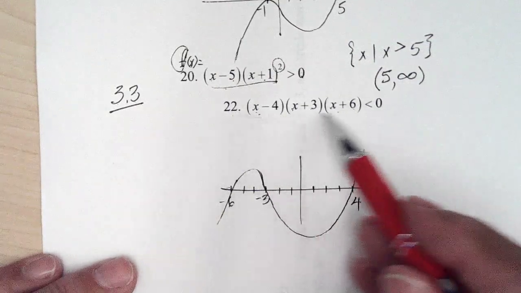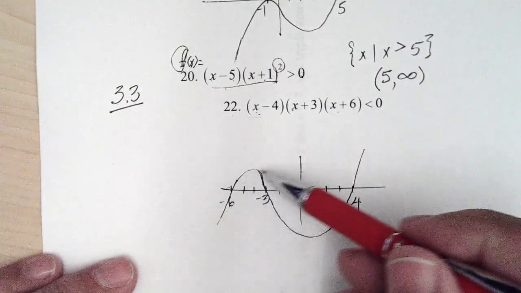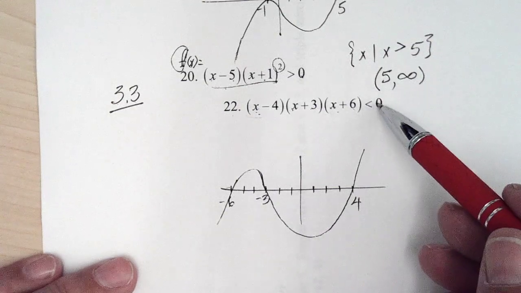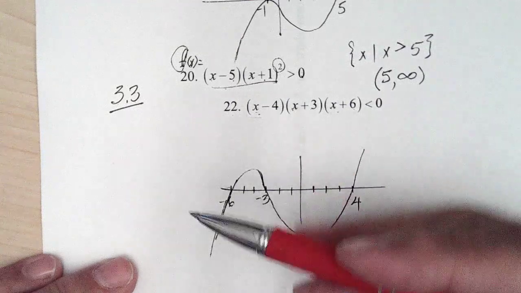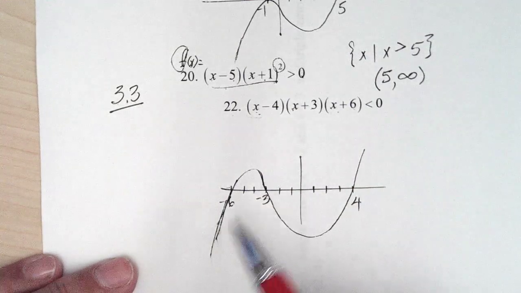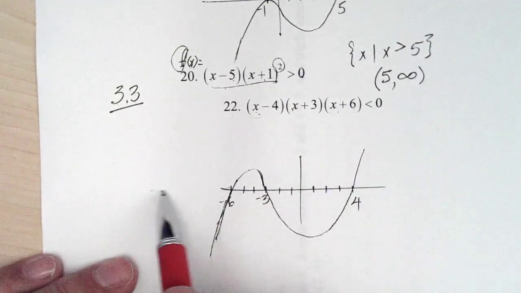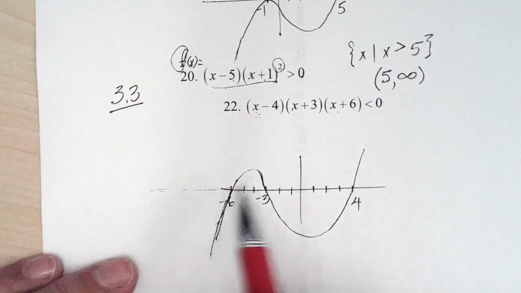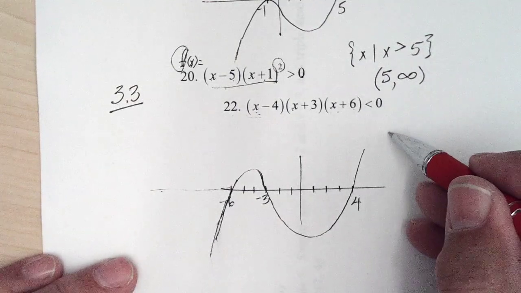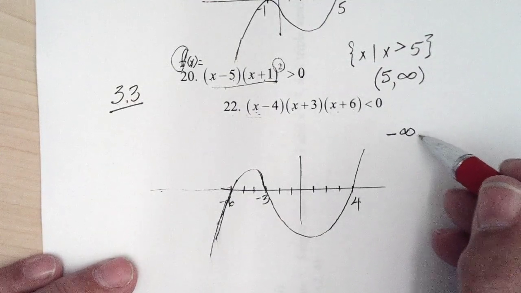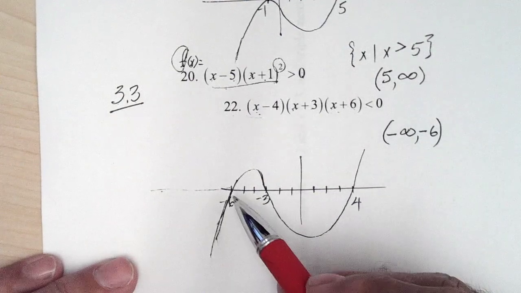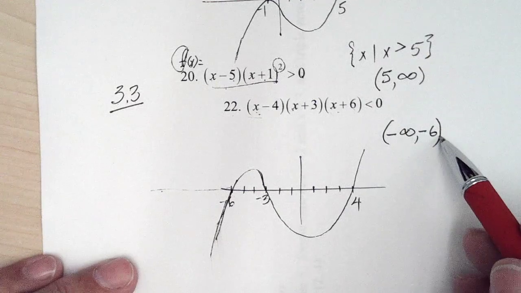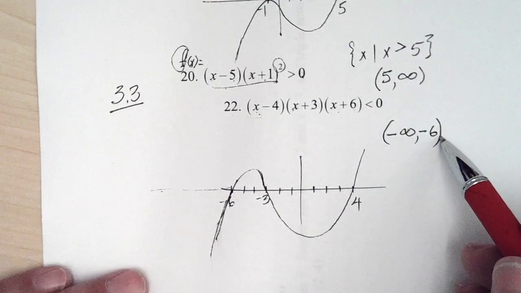So when are the y values of this less than 0? Well, all the y values are below 0 for x's from negative infinity up to negative 6. At negative 6, it's equal to 0, so we don't want to count that.